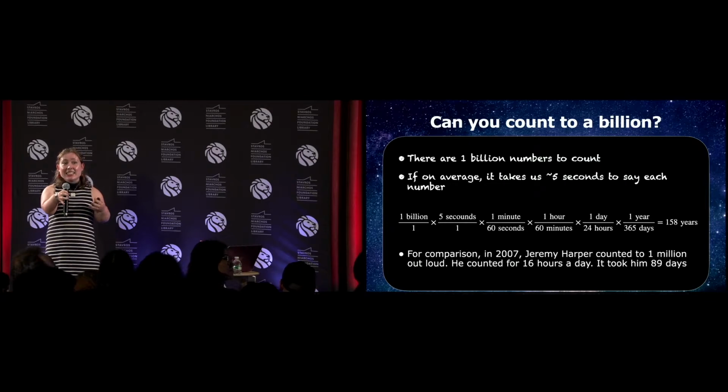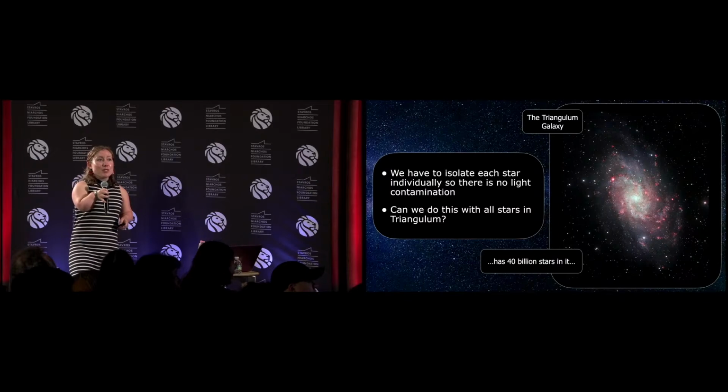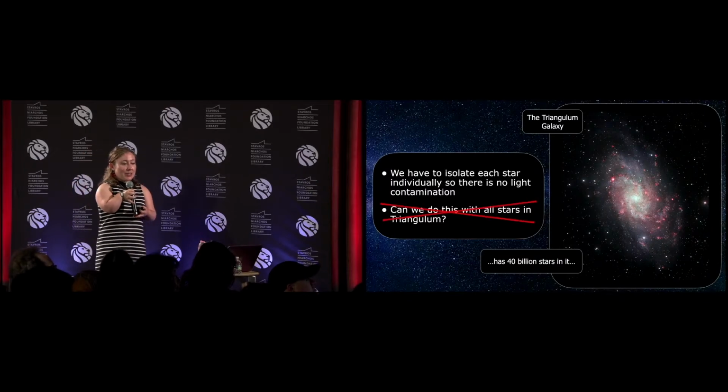89 days, that's not even a year, versus 158 years. That is more than a single human has ever lived for. So a billion plus a million is still just a billion. Okay, so you all were correct. We can't do this with the stars in Triangulum, with all of them.